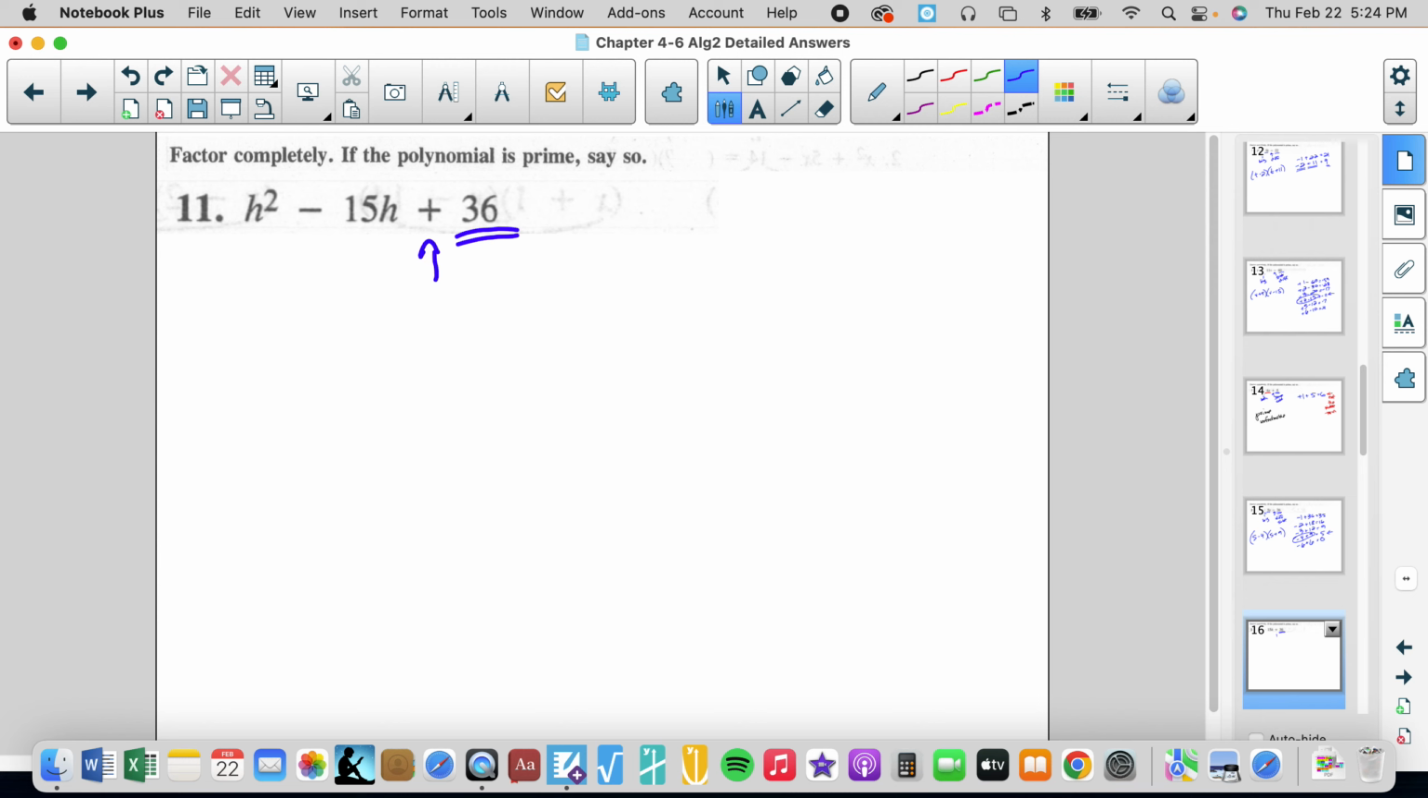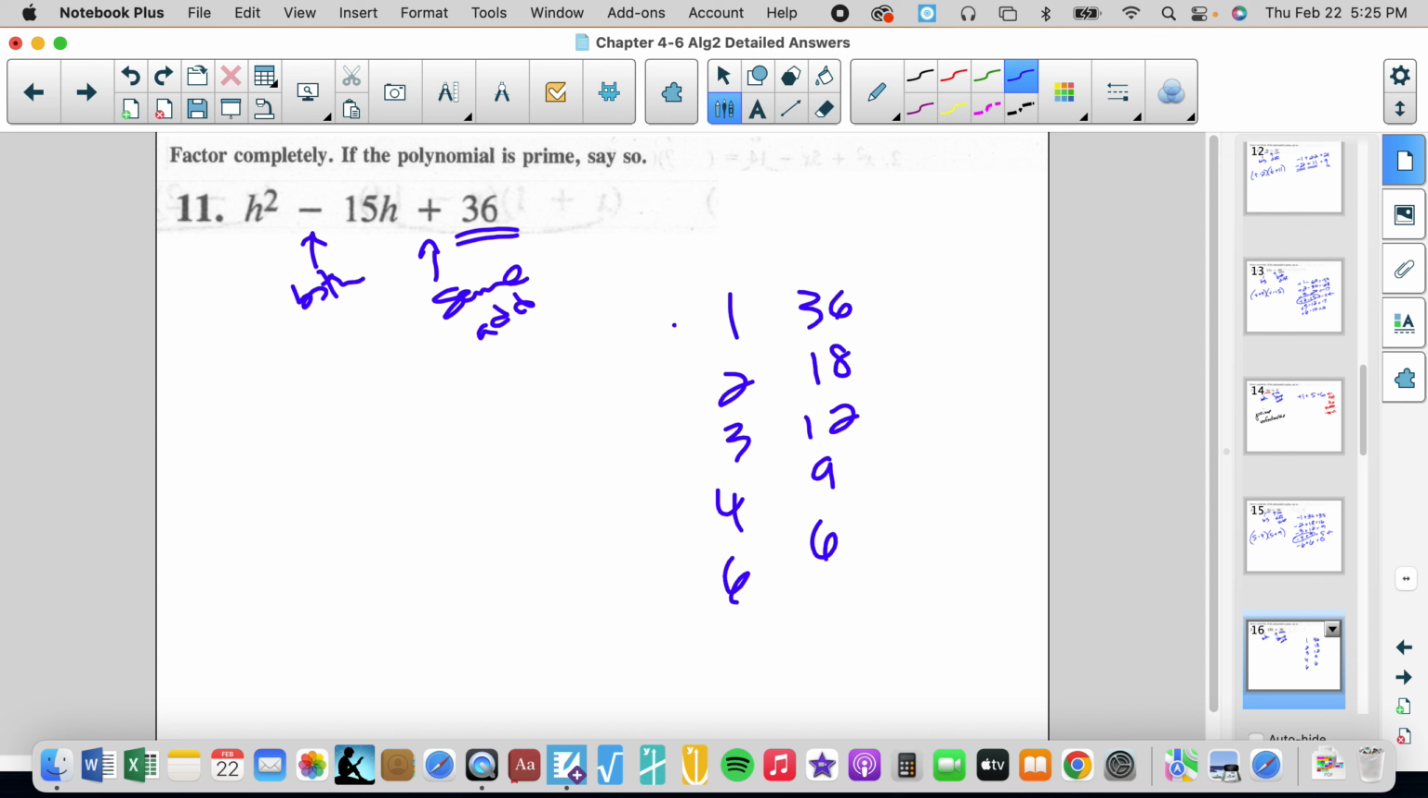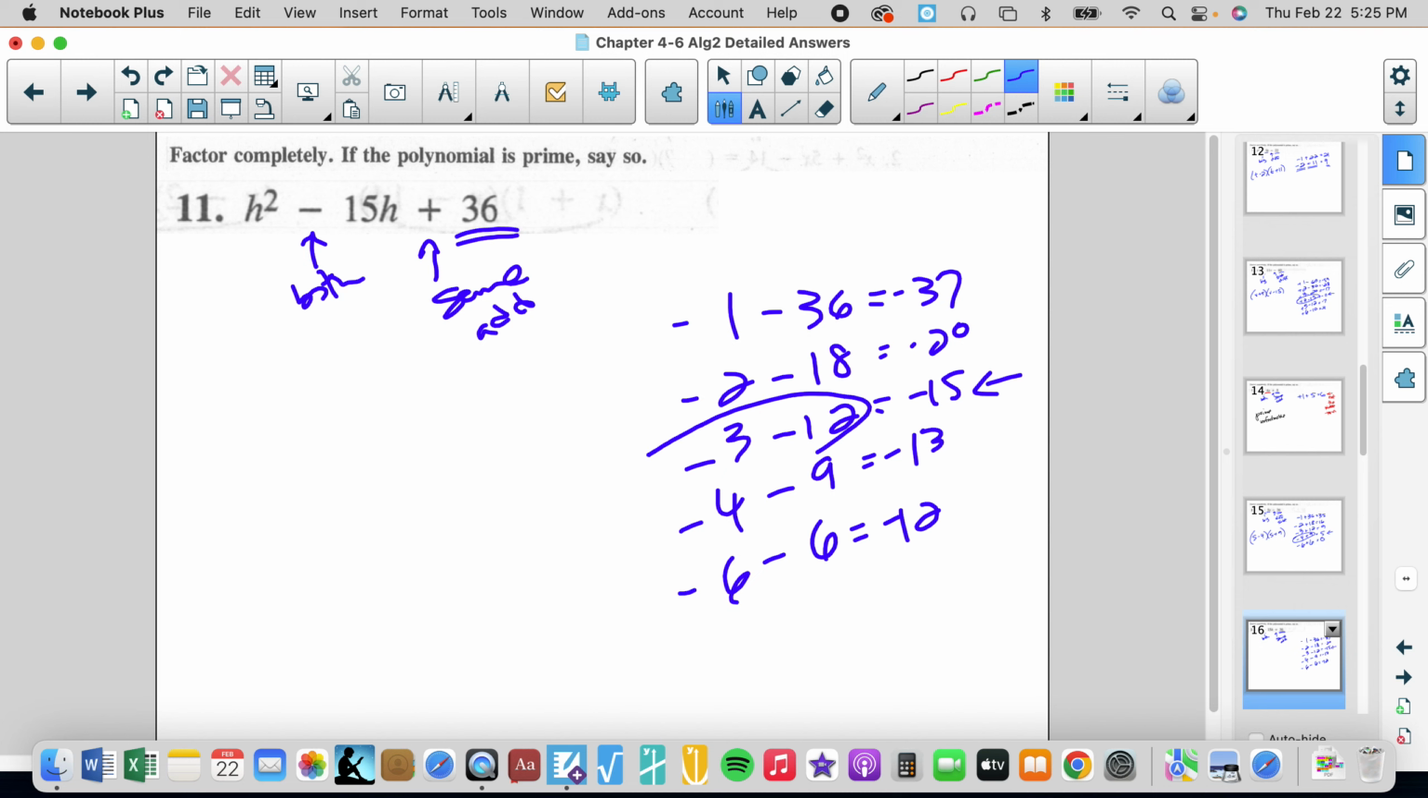36 again, but this time the signs are the same. We're going to add those factor pairs, and they're both negative. So 1 and 36, 2 and 18, 3 and 12, 4 and 9, 6 and 6. Signs are the same, both are negative. Negative 12, negative 13, negative 15, negative 20, negative 37. 15, so negative 3 and negative 12. H minus 3, H minus 12.